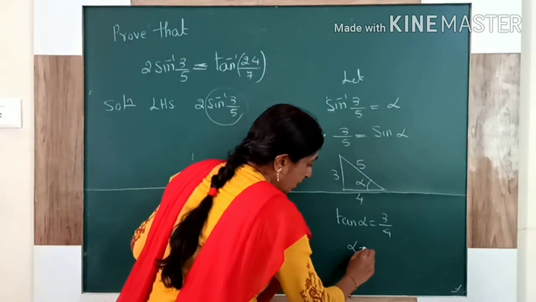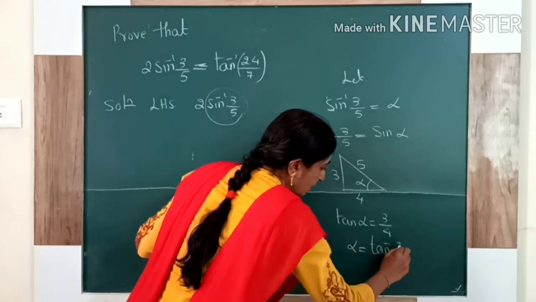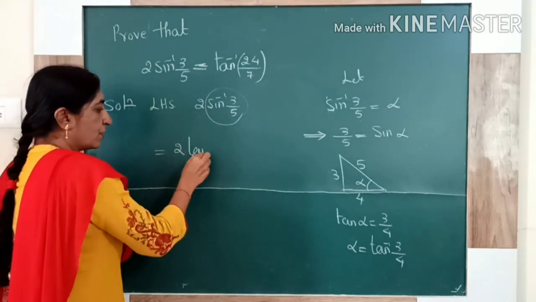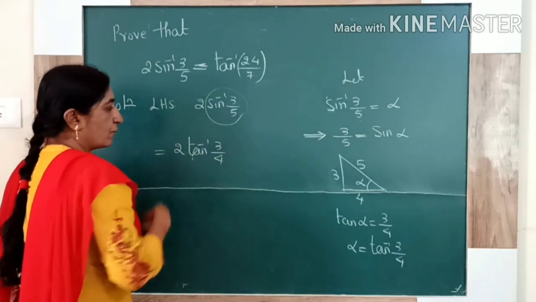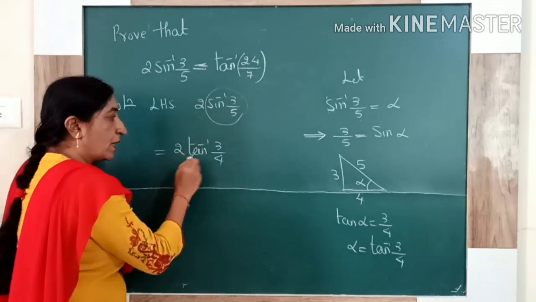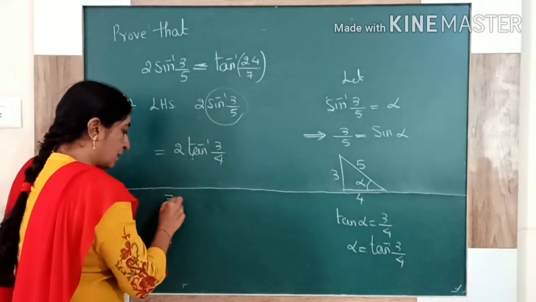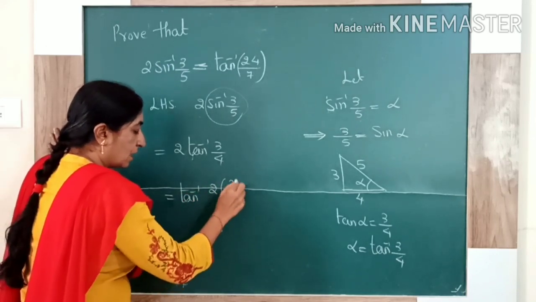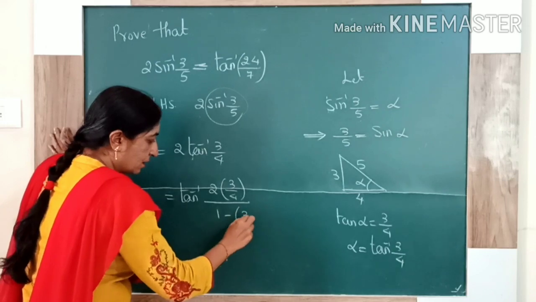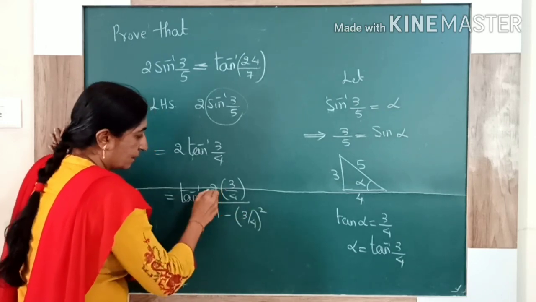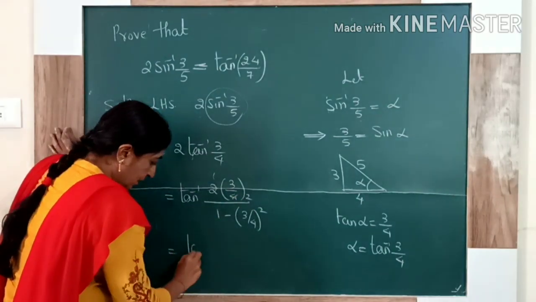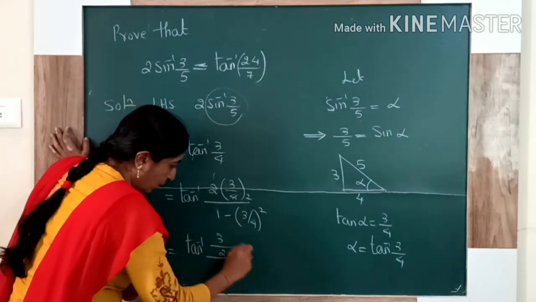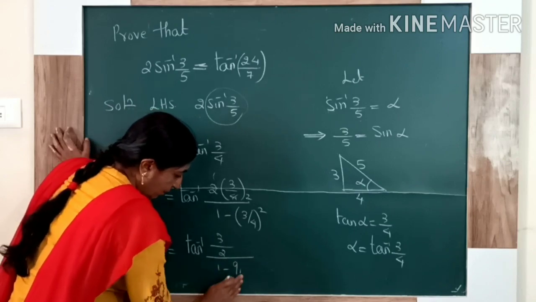So alpha is equal to tan inverse 3 by 4. So this will be written as 2 into tan inverse 3 by 4. Now apply the formula 2 into tan inverse x, that is tan inverse 2x upon 1 minus x square. Simplify this. Tan inverse, here 2 and 4 get cancelled, 3 by 2 upon 1 minus 9 upon 16.